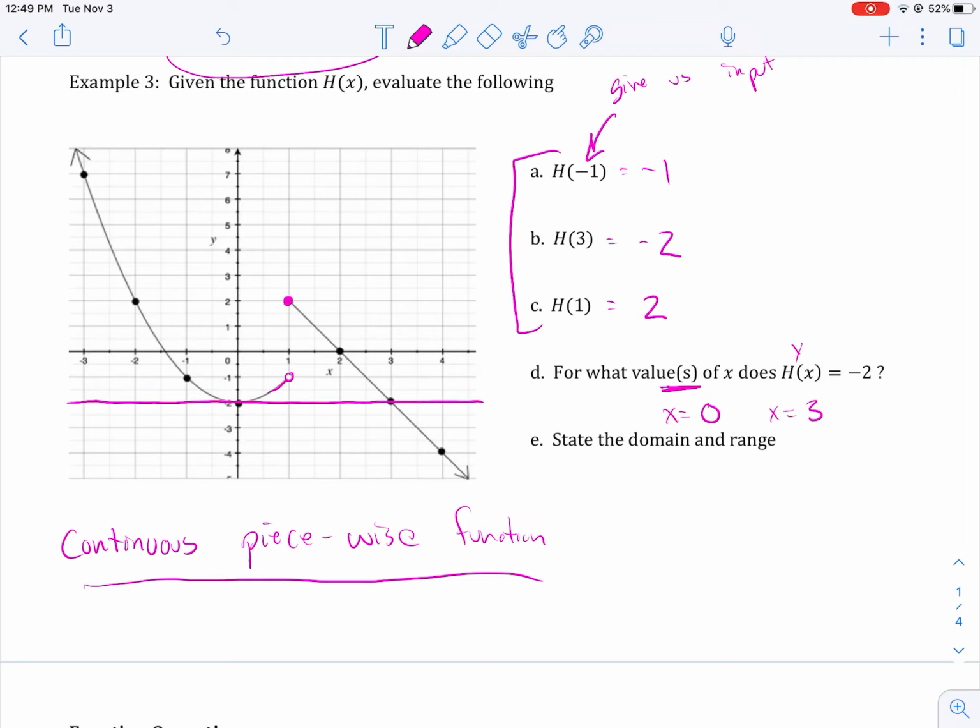State the domain and range. Well, our domain here, it's a continuous function. It's starting way over to the left and it keeps going to the right, so our domain is -infinity to infinity. And our range, as we go from the bottom up, you run into this arrow first, so we're pointing to -infinity, and again, it's heading towards positive infinity.